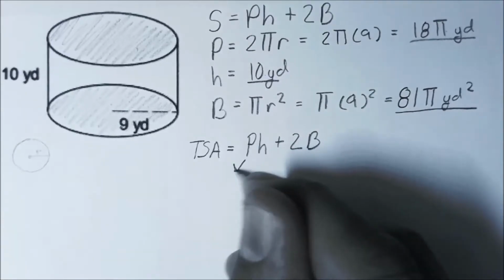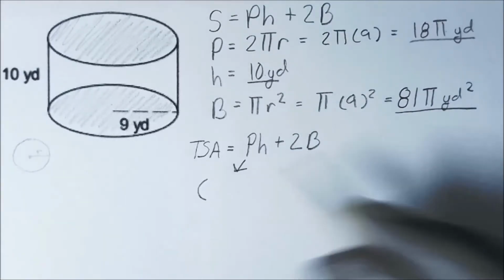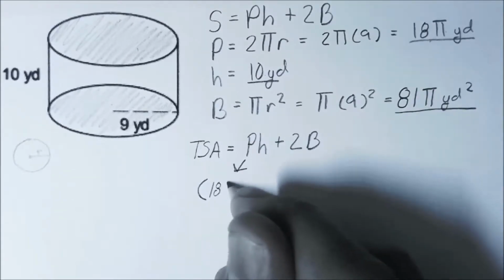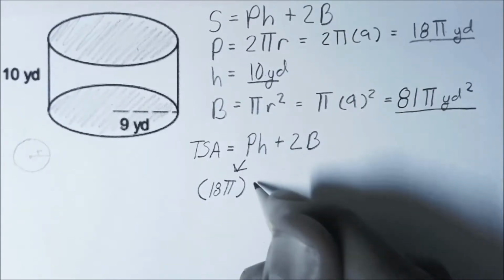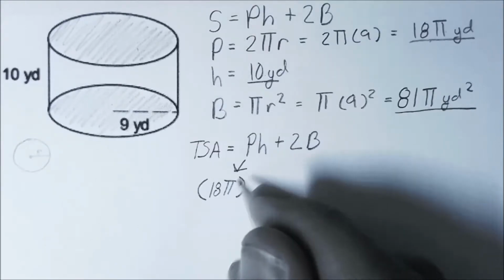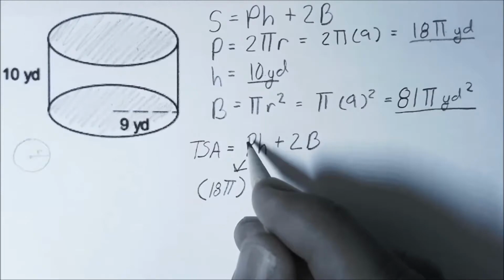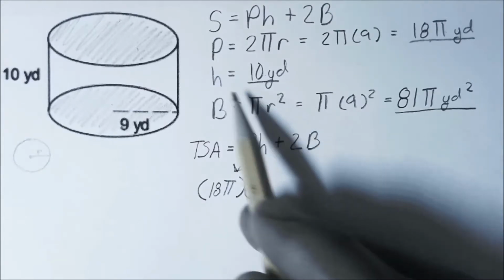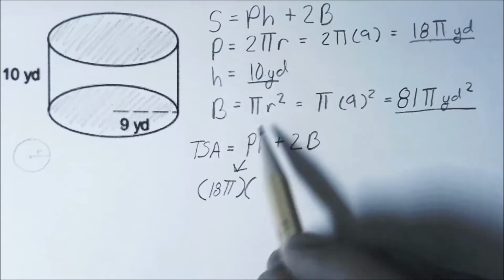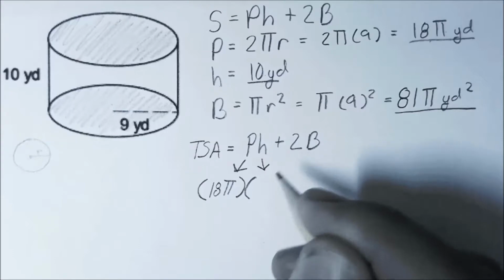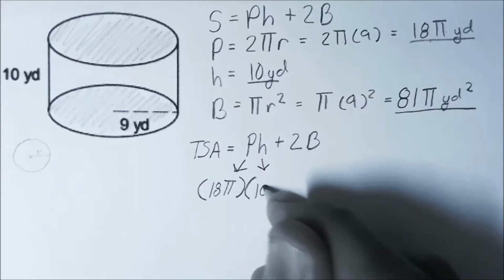So for our P, we're going to plug in 18 pi. We're putting it in parentheses because anytime we plug in a number for a letter, we make sure we put it in parentheses. Our next one is going to be the H, which is 10, right? Because it says P times H. So I'm going to draw an arrow for my H. I'm going to put 10.